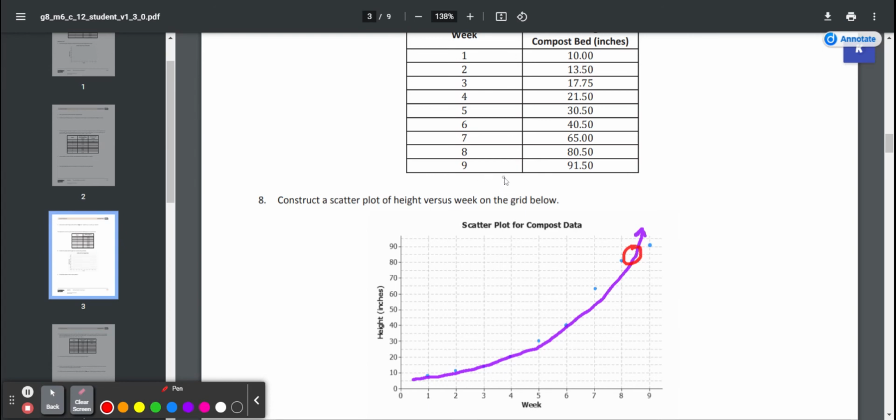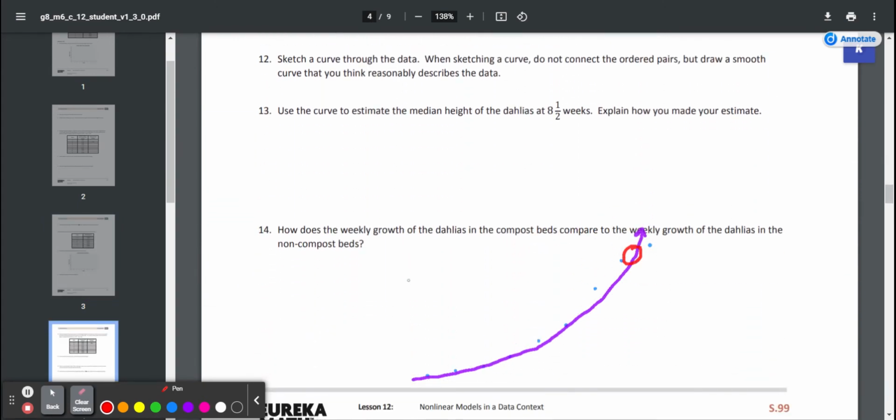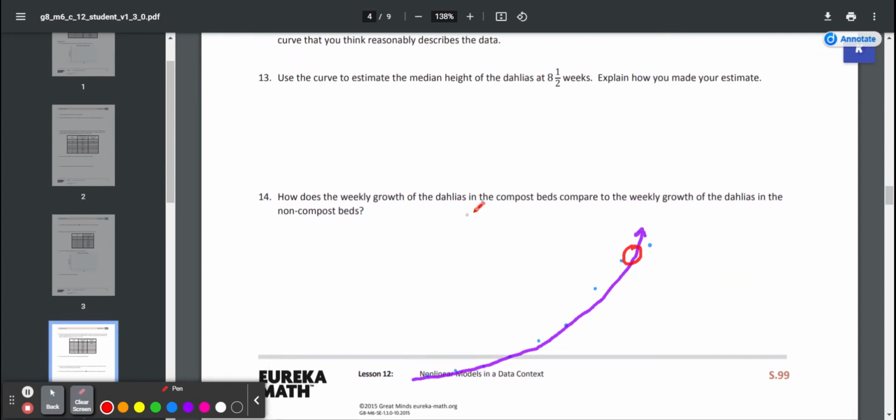Now if we compare that 85 inches to the pot without the compost, it is significantly different. So how does the weekly growth of the dahlias in compost beds compare to the weekly growth of the dahlias in the non-compost bed? Obviously, we should say that the compost beds are growing at an exponential rate. They're growing much faster, but not at a constant rate. It's just a lot faster.